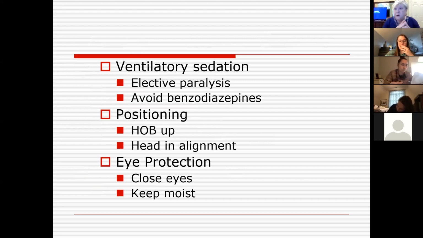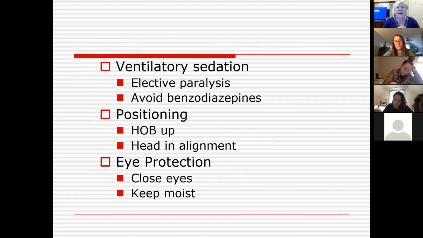We might have to electively paralyze them if they're really, really agitated. And we find that when they're agitated or when they're coughing tremendously or fighting the ventilator, it's causing an increase in their ICP. We try not to put them on benzodiazepines because it really messes up the neuro assessments on the patients. So we try to avoid benzodiazepines, which are your diazepams, your lorazepams, your alprazolam. They really tend to mess up these patients a lot. So we avoid most of the benzodiazepines with them.